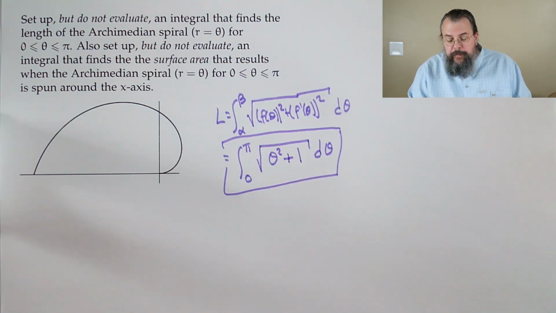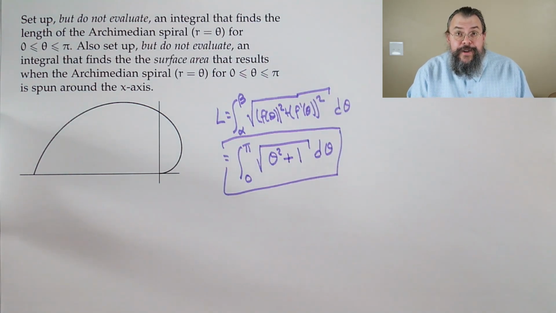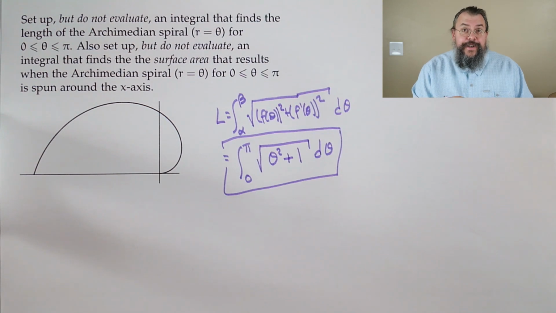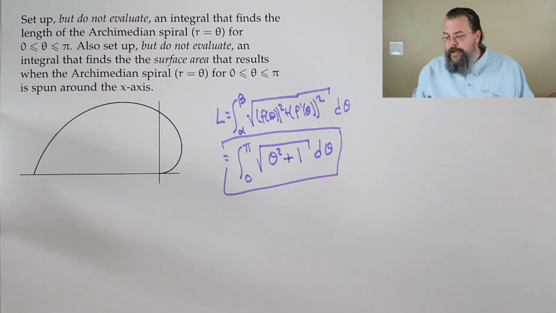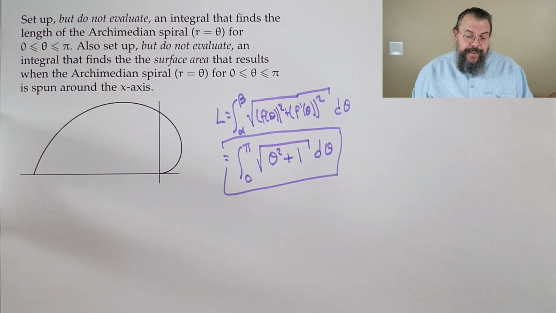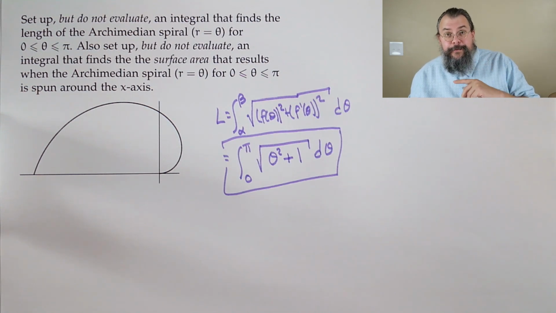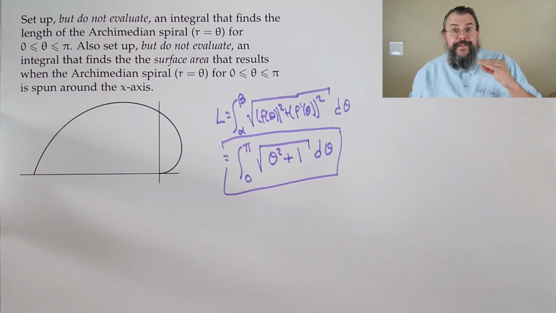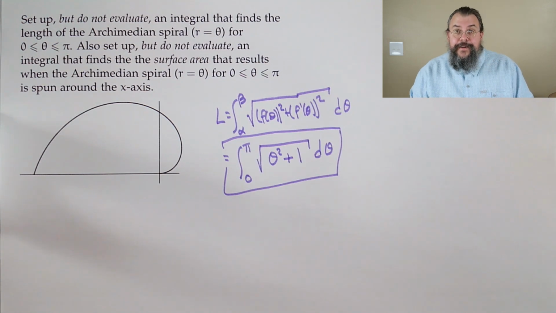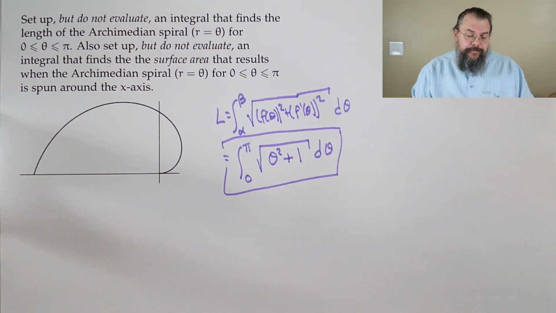Good. Now you're probably thinking, can we integrate the square root of theta squared plus 1? There are actually ways to do it, but it's not trivial. There is trig involved. So it's a great story, which we'll get to in a different session. But they're only halfway done. That's the length of the curve. What about the surface area?